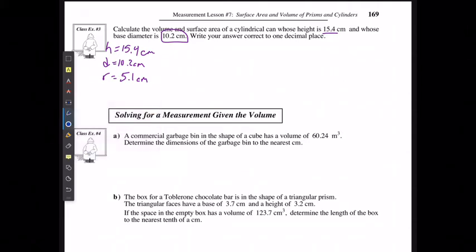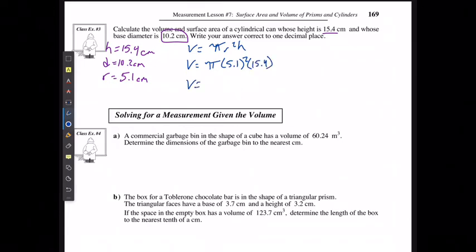If I want the volume, then I'm going to state that the volume is equal to pi r squared h, or the volume is going to be pi times 5.1 squared times 15.4. To one decimal place, that's going to give me 1,258.4 centimeters cubed.